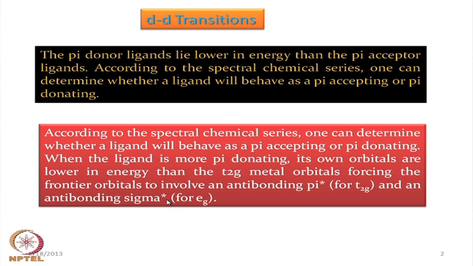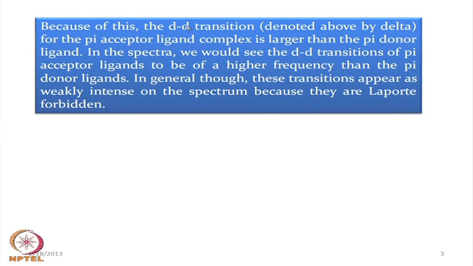So, we will have different types of orbitals available depending on the donation from the metal as well as the ligand. So, these d-d transitions, denoted above by delta, for the pi acceptor ligand complex are larger than for the pi donor ligand. So, we can just modify this d-d transition.